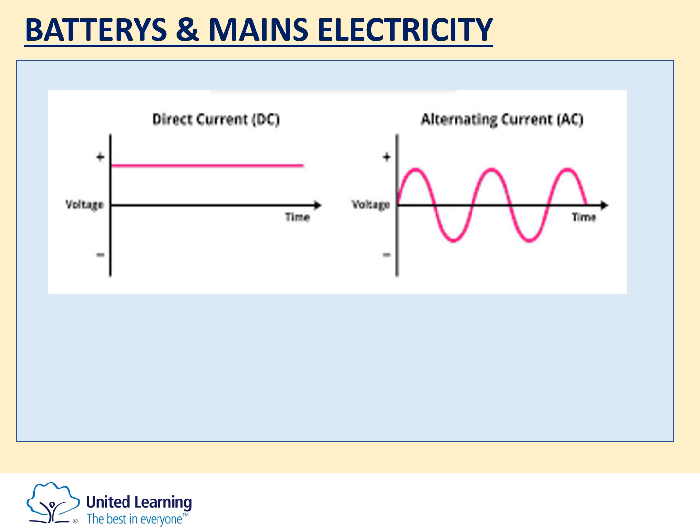The mains supply of electricity is called alternating current. In this type of electricity, the potential difference is constantly changing between a maximum positive value and a maximum negative value. When it does that, the current changes direction, going positive and negative.